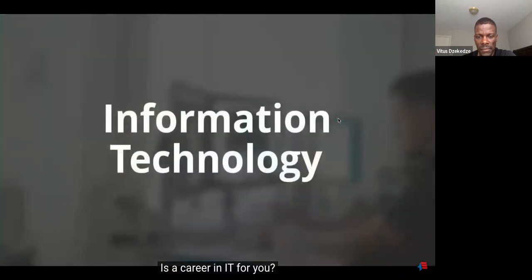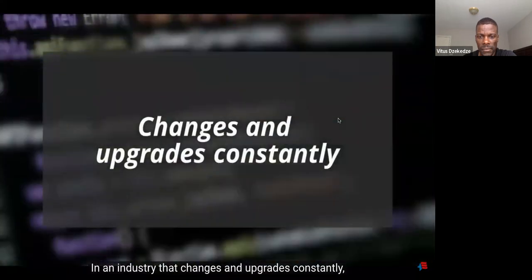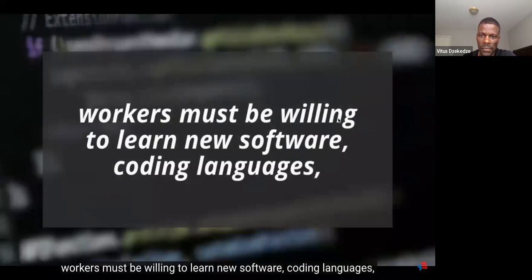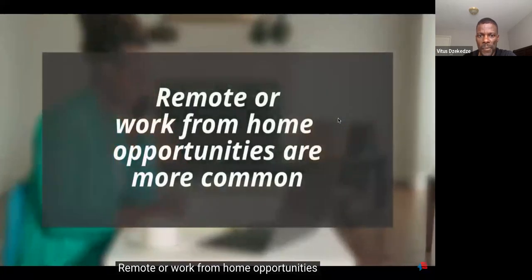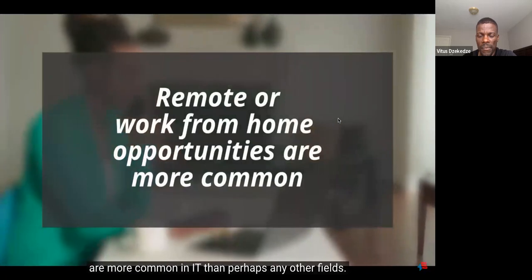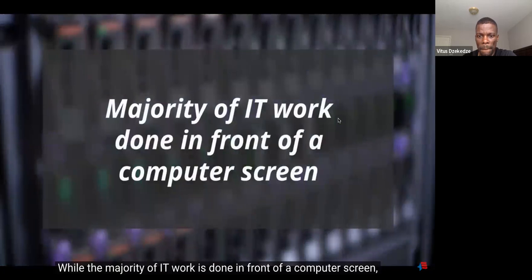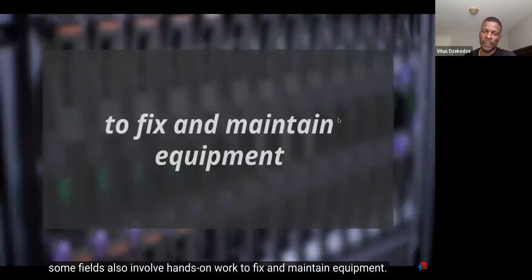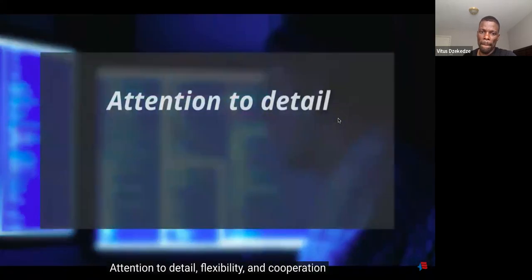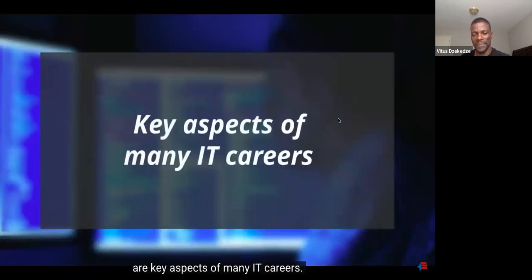Is a career in IT for you? Keep these points in mind. In an industry that changes and upgrades constantly, workers must be willing to learn new software, coding languages, and other technologies on an ongoing basis. Remote or work from home opportunities are more common in IT than perhaps any other fields. While the majority of IT work is done in front of a computer screen, some fields also involve hands-on work to fix and maintain equipment. Attention to detail, flexibility, and cooperation are key aspects of many IT careers.